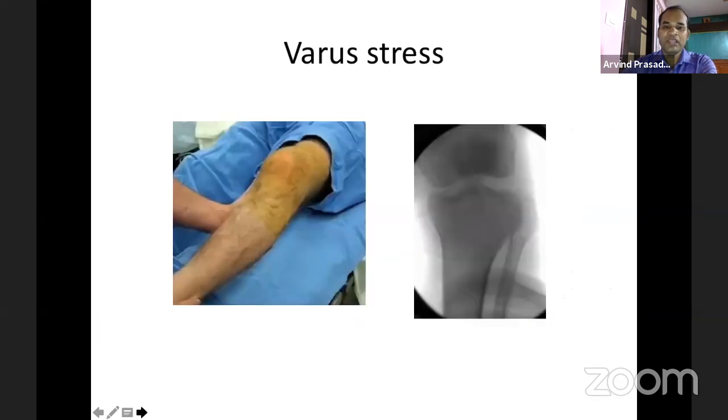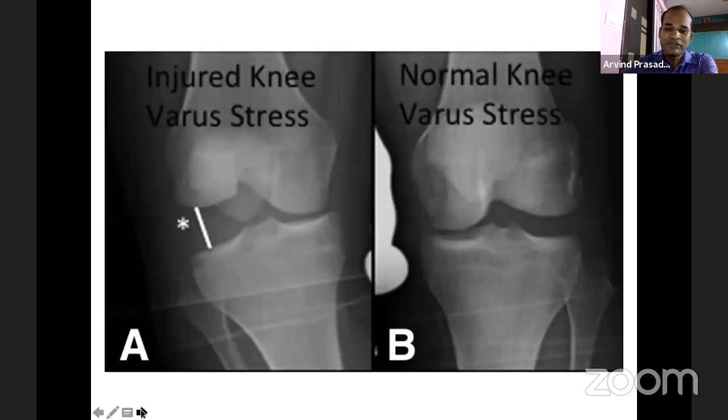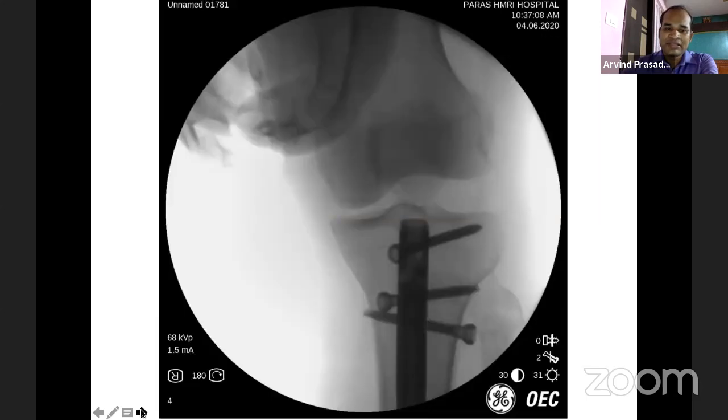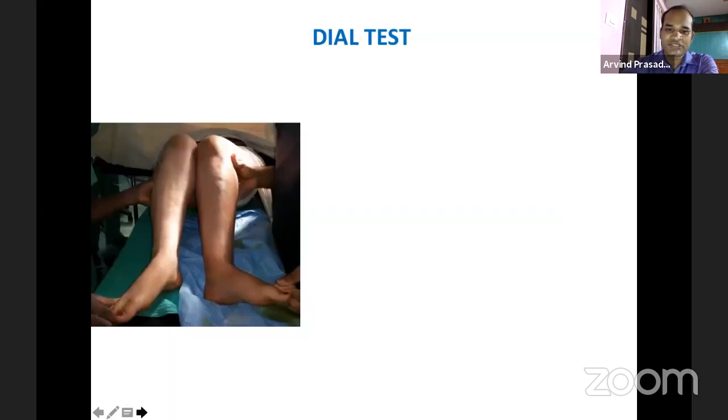The next is the varus stress test. Again, with the stress X-ray it should be evaluated and compared with the normal side also. This stress X-ray is very important when there is a problem with the MRI. We cannot get an MRI if there is hardware inside the knee or there is artifact with the MRI. In this case, the stress X-ray is helpful in getting the diagnosis.